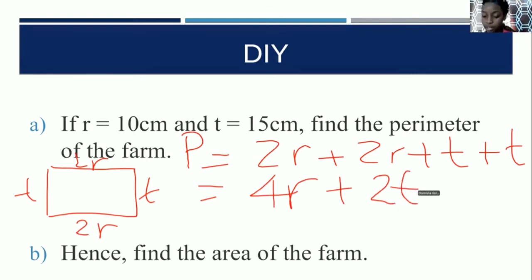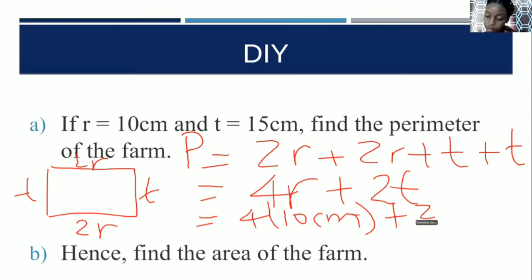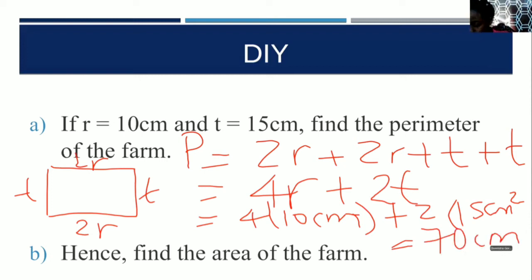And r is going to be 10, so that's going to be 4 times 10. R is 10 centimeters. 4 times 10 centimeters plus 2 times 15 centimeters. And then that's going to be 40 centimeters plus 30 centimeters because I don't have the space. I'm just going to tell you. All right, and that will give us 70 centimeters. Oh, I was supposed to draw a bracket there. I was wondering where that 2 came from. All right.